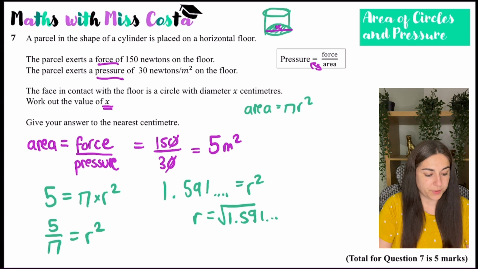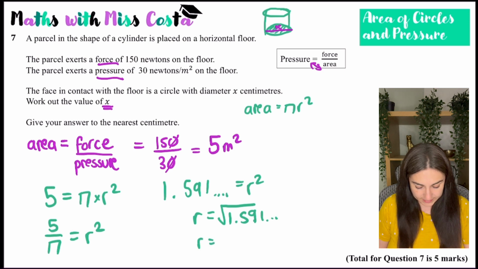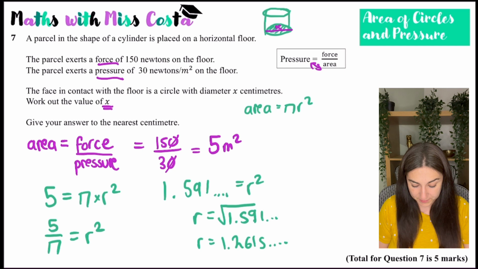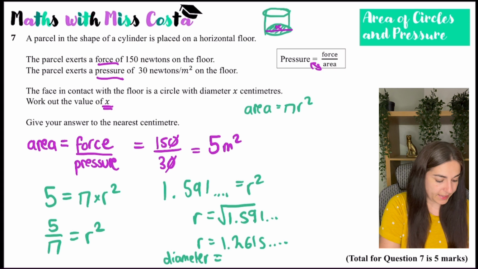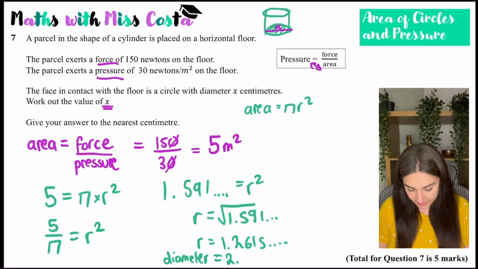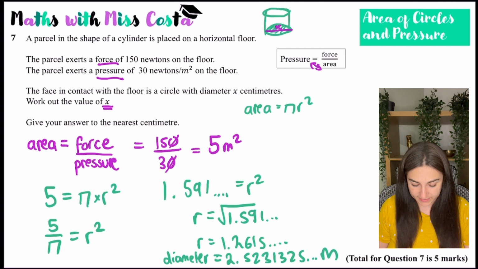So the square root of the answer is 1.2615. And I've been asked to work out the diameter. So the diameter is going to be twice the radius, so times that by 2, which is 2.5231325 and so on meters.